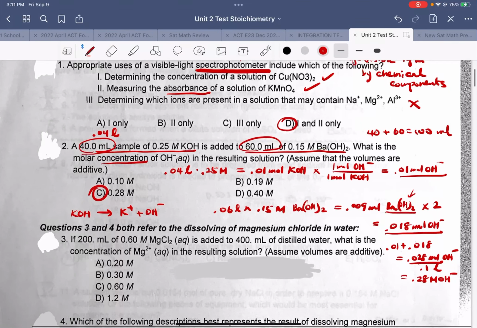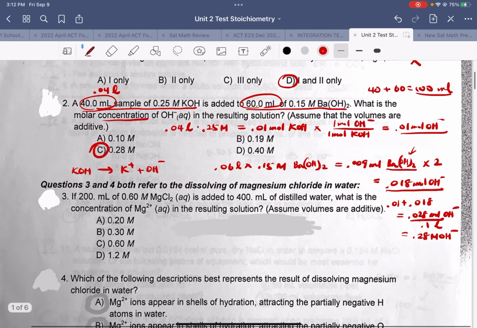So you find each mole of OH minus, then you add up and then you divide by the total volume, right?